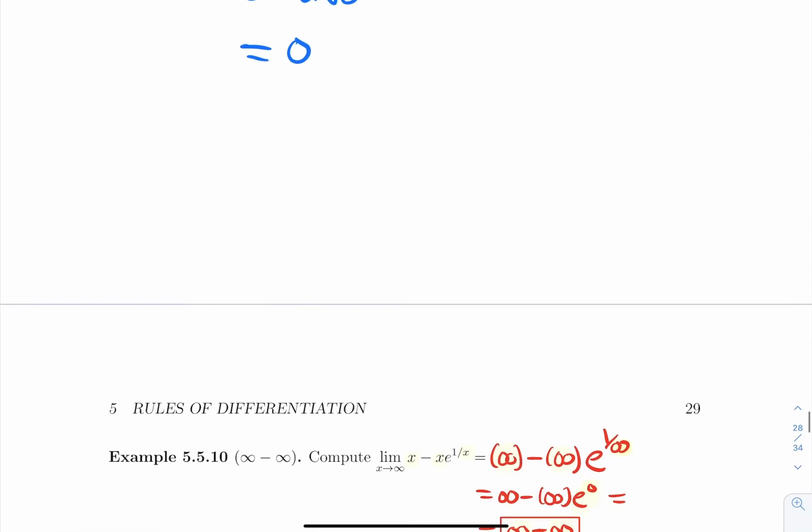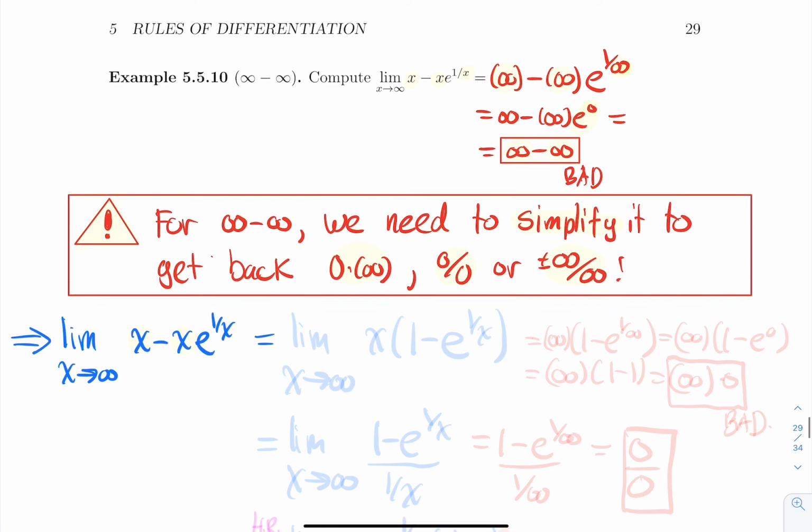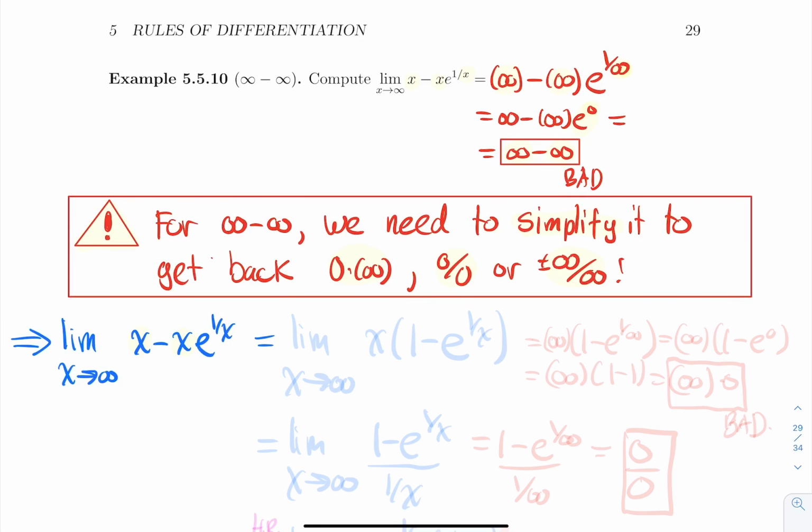All right, next example is a bad difference, the infinity minus infinity. Compute the limit as x goes to infinity of x minus x times e to the power 1 over x. So again here, if you first try to simply replace x by infinity, you're going to get infinity minus infinity times e to the power of 1 over infinity. 1 over infinity is 0. E to the power 0 is 1. 1 times infinity is going to be infinity, so you get infinity minus infinity.